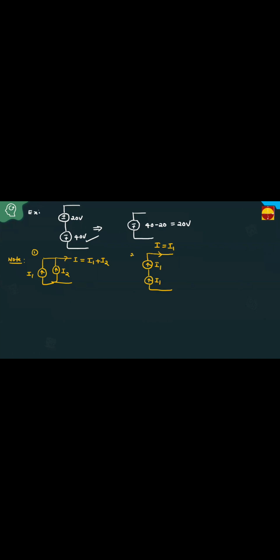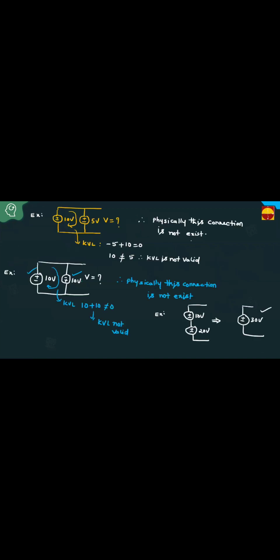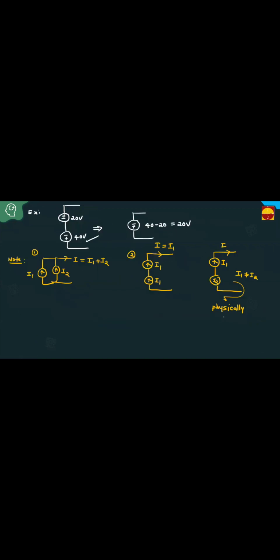Current remains constant. For example, if two different current sources are given, let this be I1 and this be I2. What is I? Here I1 is not equal to I2. If I1 is not equal to I2, then two different current sources are connected in series, and physically this connection does not exist. Don't connect two different current sources in series. This connection does not exist because KCL is not valid.